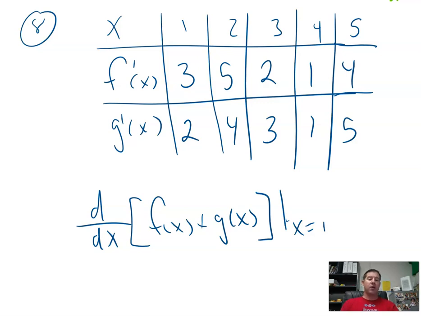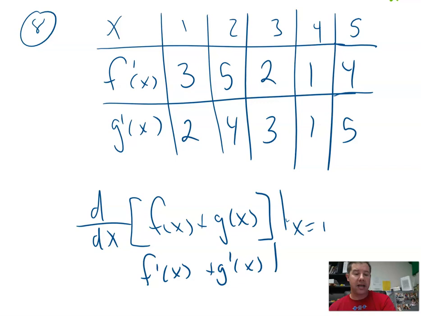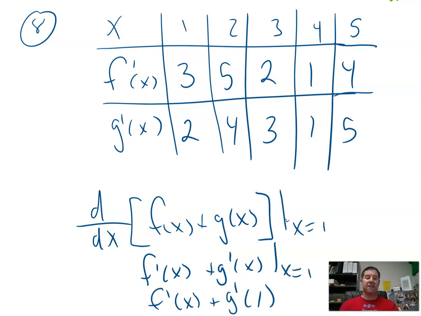So if I want to do this, I would first take the derivative of my stuff. The derivative of this would be f prime of x plus g prime of x. And then I want to evaluate this at x equals 1. So I'm really trying to find f prime of 1 plus g prime of 1. Now I'm just going to use my table to evaluate this. f prime of 1 is 3, g prime of 1 is 2, and 3 plus 2 is 5.